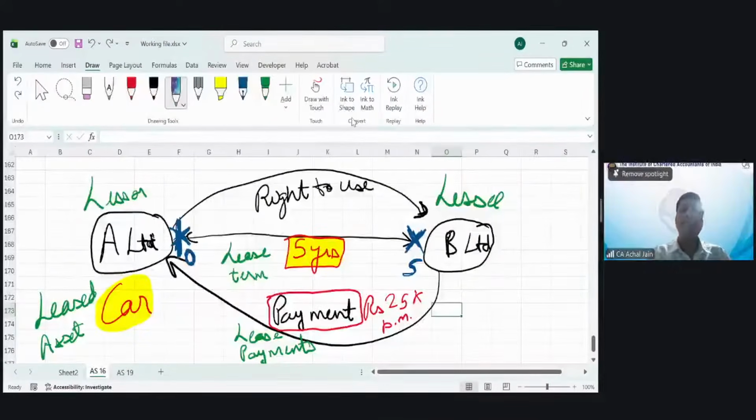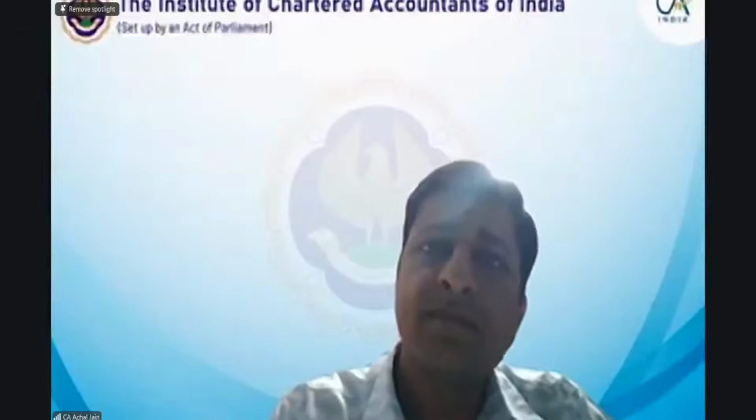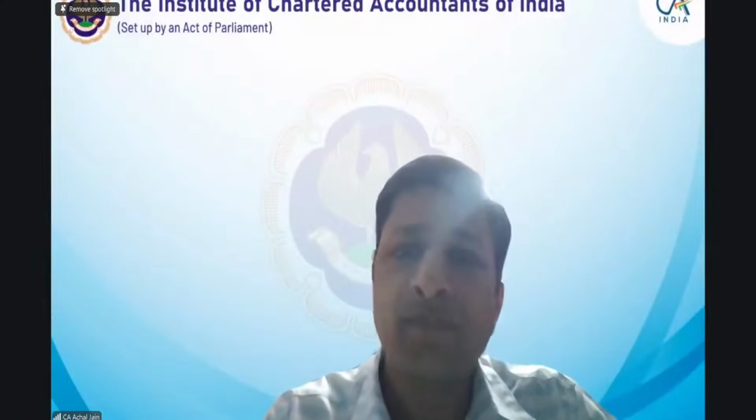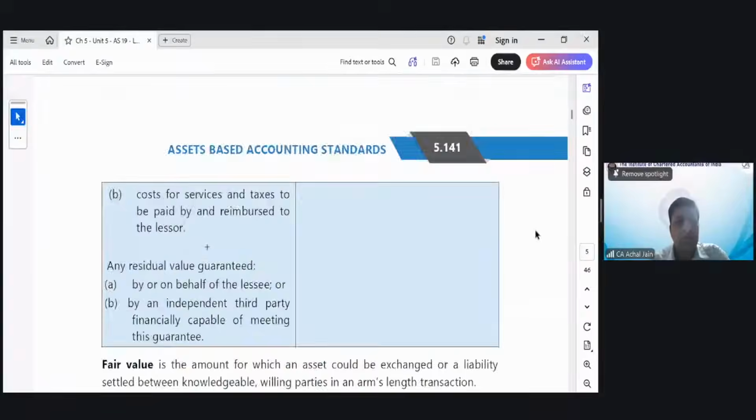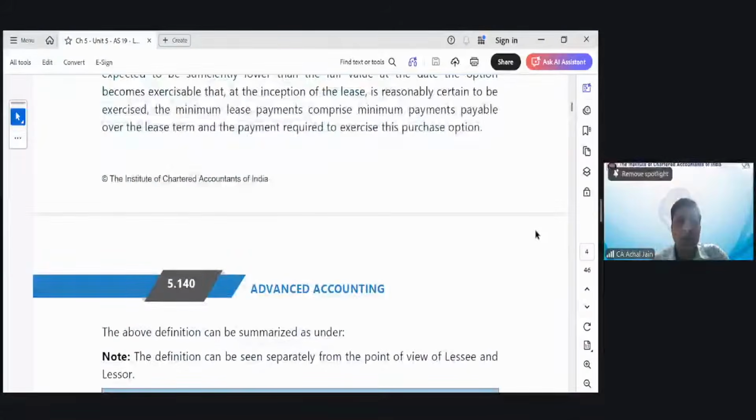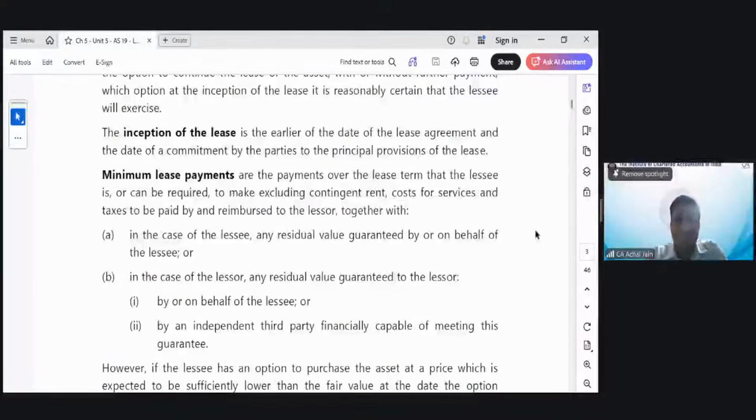Okay, sir. Thank you. Sure. Anyone else? No? Clear on this? Okay, very good. So now let's move further. Let's go back to the document. So let's look at this. Minimum lease payments. I think Nisha has a query. Yes, Nisha, please pick up.